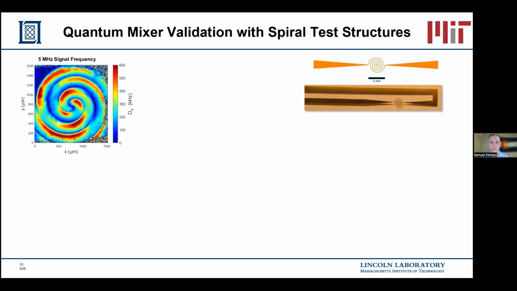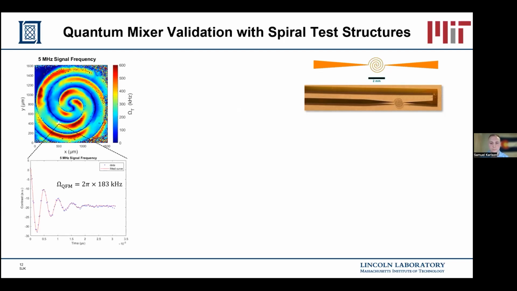Here is an example image of the detected Rabi frequencies of the spiral at a signal frequency of 5 megahertz. At each pixel, we map out the Rabi oscillations of the NV fluorescence and use a fitting function to extract the Rabi frequency, which is proportional to the amplitude of the magnetic field.